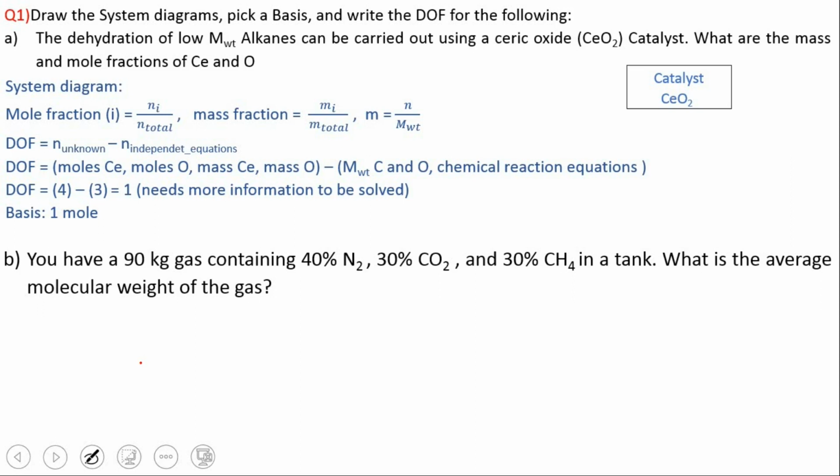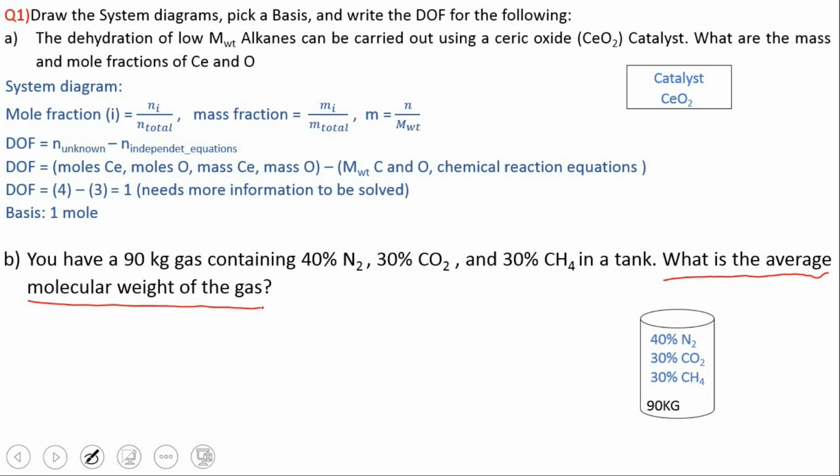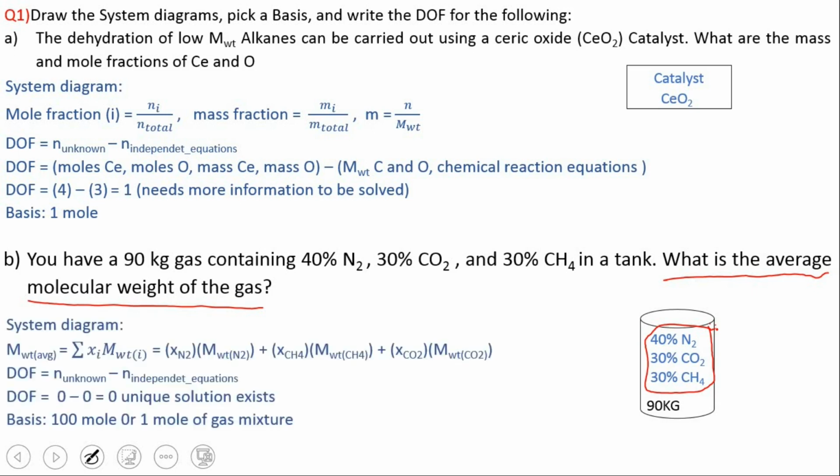You have 90 kilograms of gas containing 40% nitrogen, 30% carbon dioxide and 30% methane in a tank. What is the average molecular weight of the gas? So here is the question. Let's draw the system diagram. Basically, we have a container which contains these components, and we are asked to find out the average molecular weight.